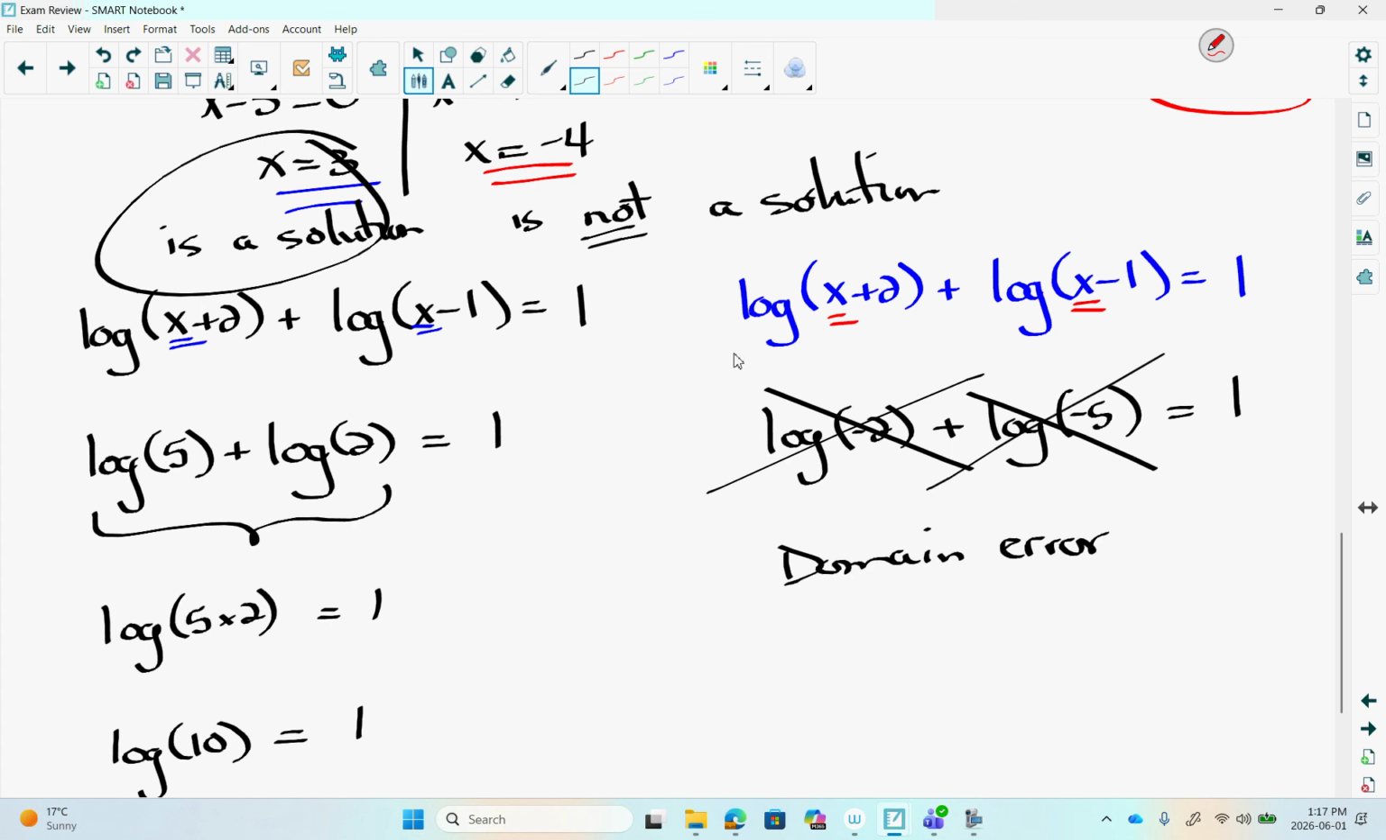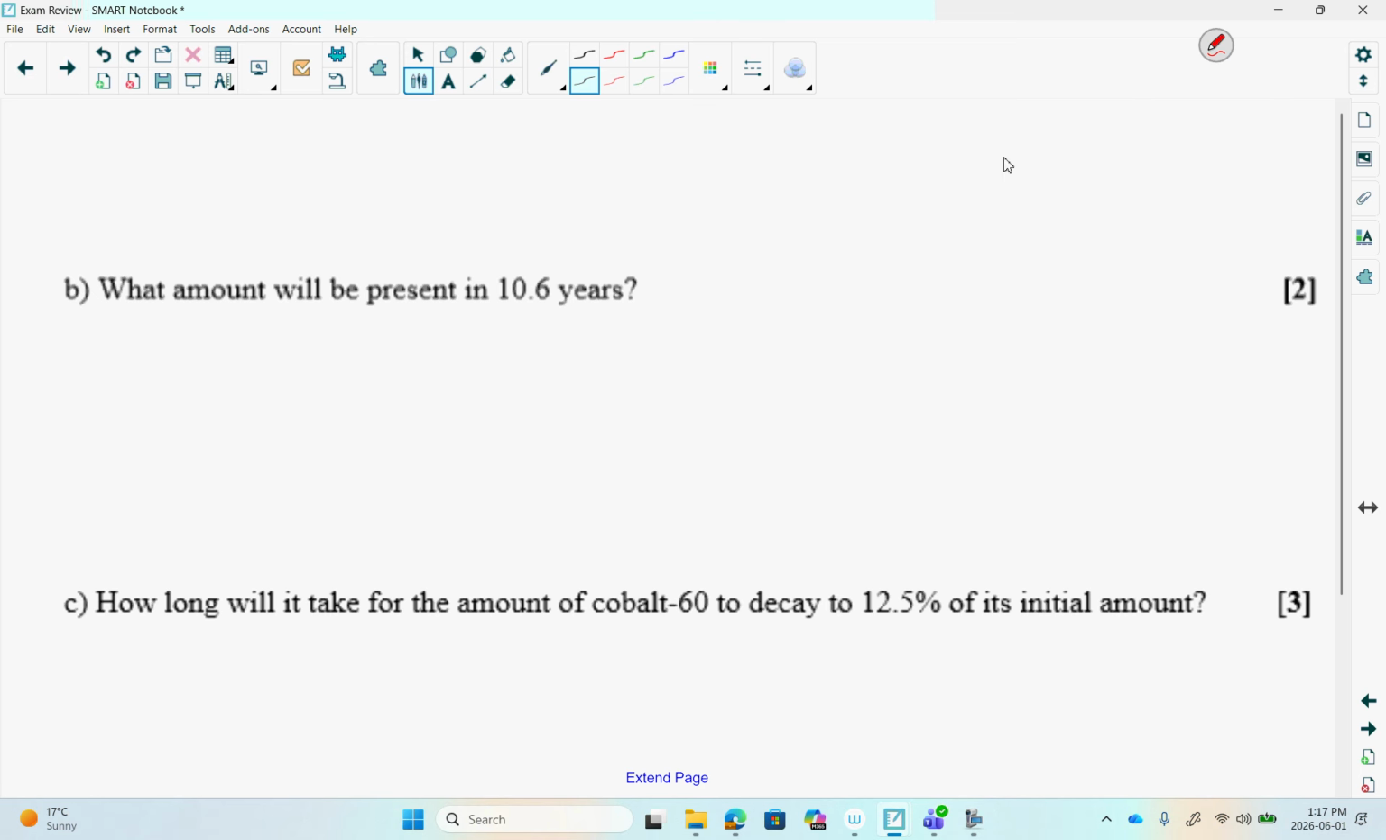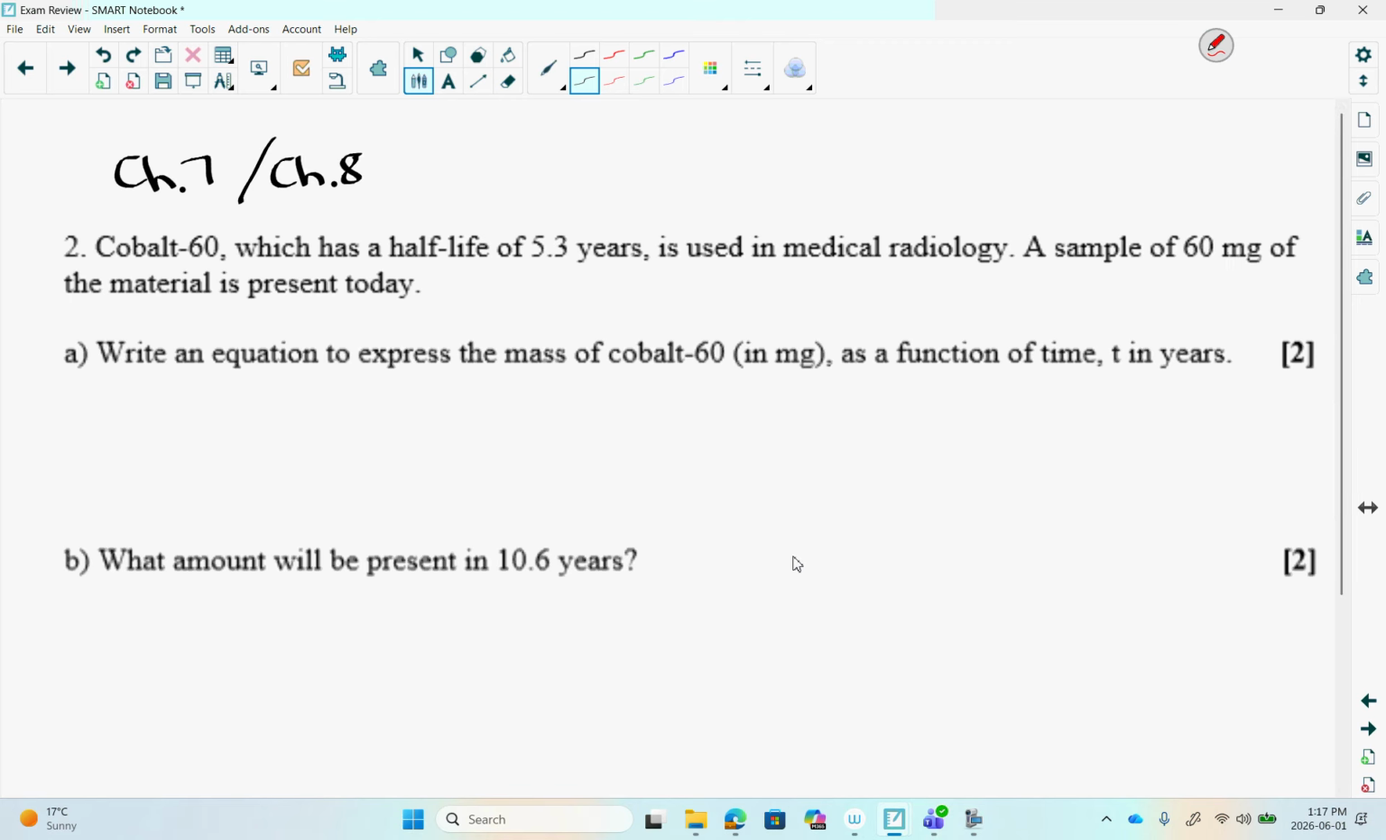Last question, and then we'll be done with chapter 7 and 8. Don't forget about transforming exponential functions and transforming logarithmic functions. But here is a problem. I would assume that most of you will do it this way.